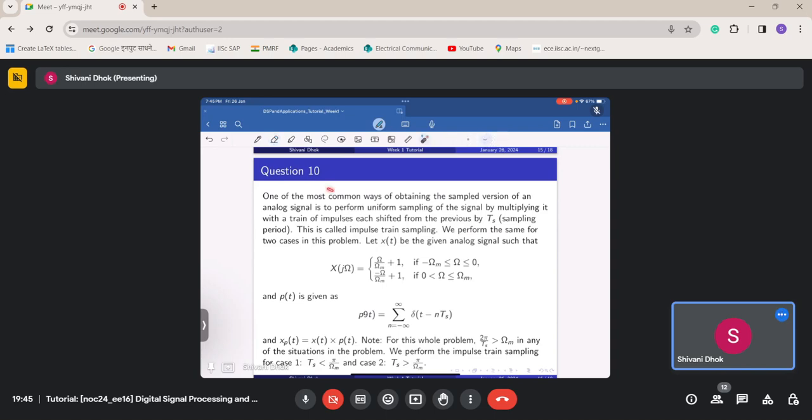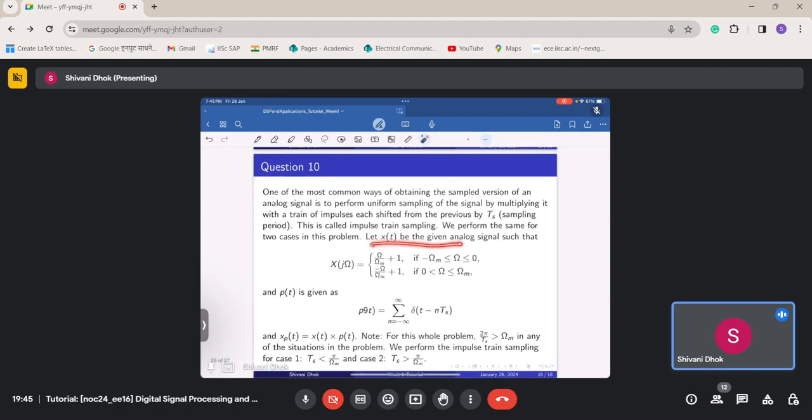So all of these first few lines just say that we are sampling at a rate of 1 by Ts, or with a sampling duration of Ts, nothing else. Let x(t) be the given analog signal such that X(jω) is this. X(jω) is the continuous time Fourier transform of x(t). So let us draw it.